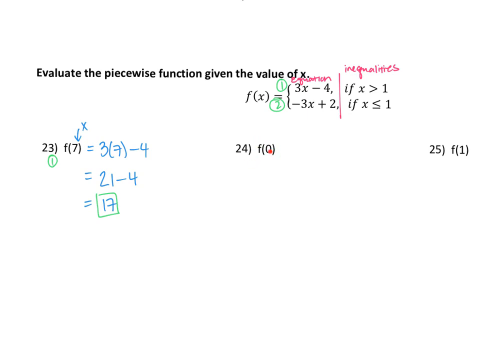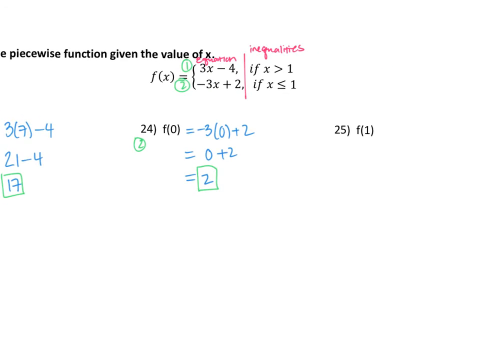This next one here is at 0. So when x equals 0, that would be less than or equal to 1. So again, this is my x value, and I'm going to need to use the second equation because I have 0, and 0 is less than or equal to 1, so it fits perfectly with the second equation. So I'm going to plug 0 into here, so that's negative 3, plug in 0, plus 2. If I work this out, negative 3 times 0 is 0, plus 2 is going to give me positive 2 as my answer.